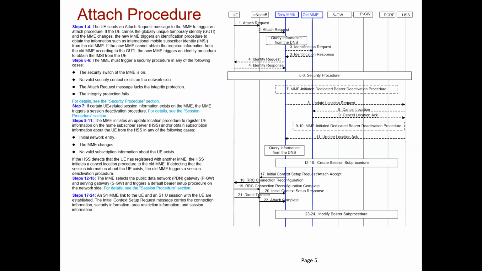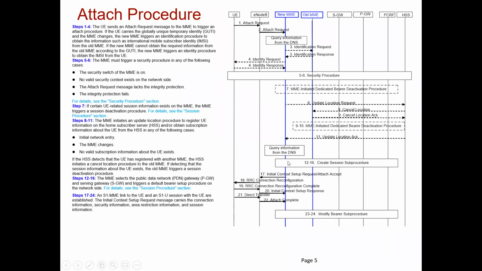Here is the call flow of the attach procedure. The user sends an attach request to the eNode B. It sends an attach request to the new MME. The new MME will get the information of the old MME from DNS, then identification request and response, identity request and response, and then the security procedure where the HSS is involved. Then MME initiated dedicated bearer deactivation procedure, if you have a dedicated bearer activated. Otherwise, just an update location procedure. Insert subscription information, and then the update location acknowledgement is done by the HSS.